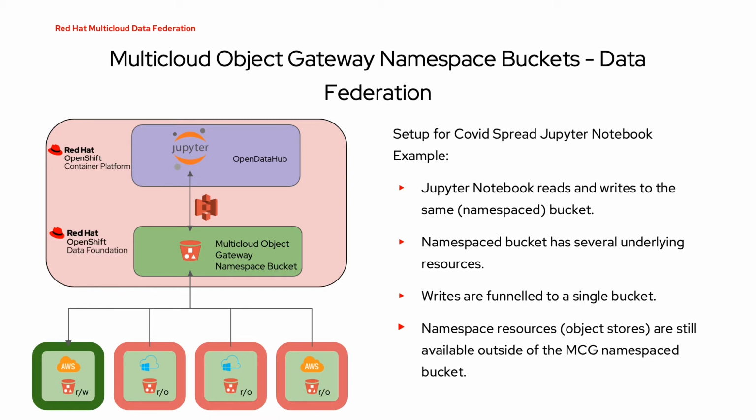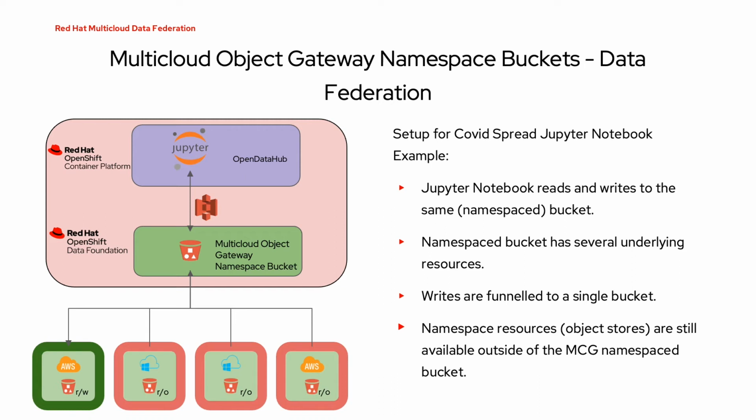This demo is going to talk about federation in particular, and it's going to use a Jupyter notebook, and it's actually a COVID spread example, which I'll go through in the next slide. But as we flow through, you'll see it's a Jupyter notebook running in Open Data Hub. All of this is inside of OpenShift, and then it flows down into Open Data Foundation. But we're going to go through the Multicloud Object Gateway through a namespace bucket.